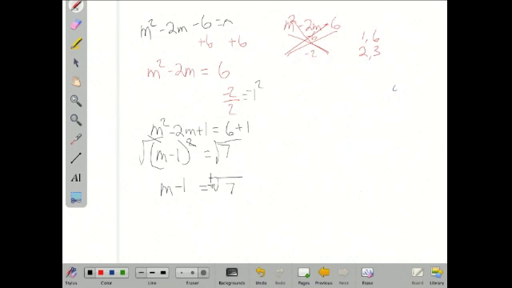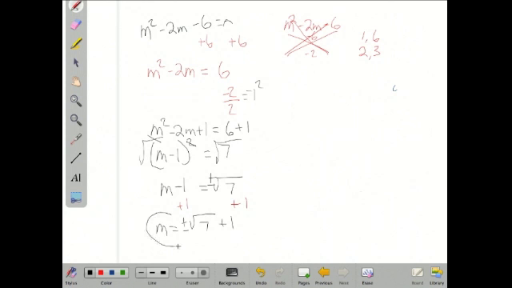Remember that when we're dealing with square roots, it's positive and negative. We want to add 1 to both sides. And so what I'm left with is m is equal to plus or minus the square root of 7, plus 1. Now you can use your calculator to find the square root of 7, and then you add that value and subtract that value to 1 to get your two answers.